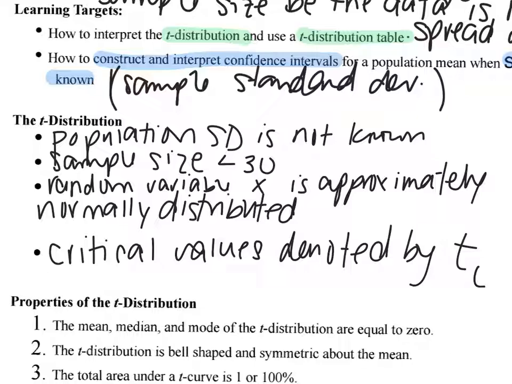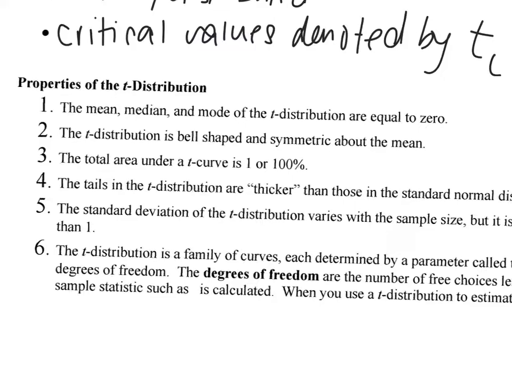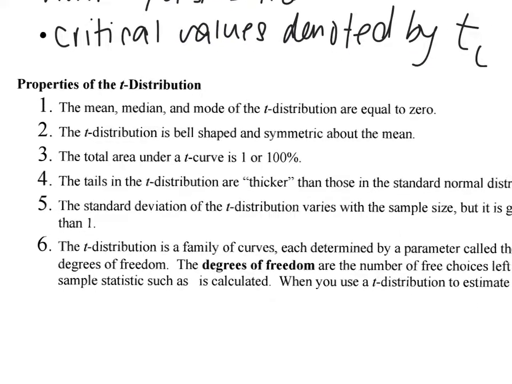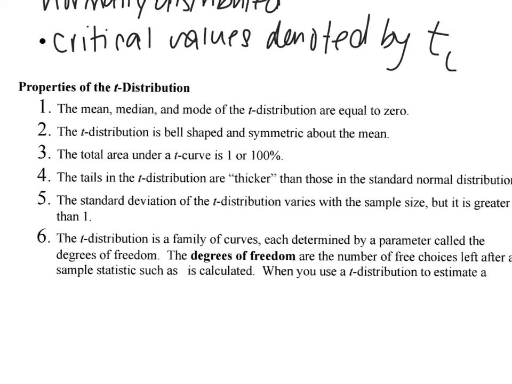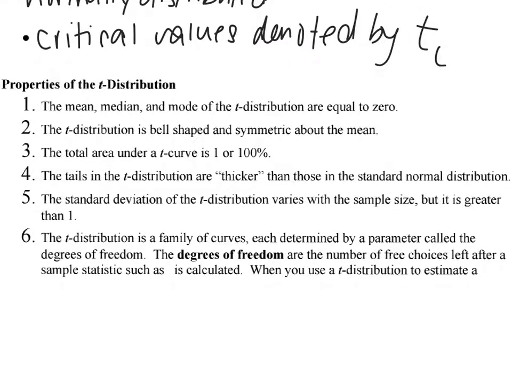All right, so properties of the t-distribution. The mean, the median, and the mode of the t-distribution are all equal to 0. The t-distribution is bell-shaped and symmetric about the mean, so we're looking at that normal curve here. The total area under the curve is 1, or 100%, which is typical. The tails in the t-distribution are thicker than those in the normal distribution, so I'll show you guys that when we get down there. But the tails are thicker. The standard deviation of the t-distribution varies with the sample size, but it's greater than 1, so our standard deviation is always going to be bigger than 1.